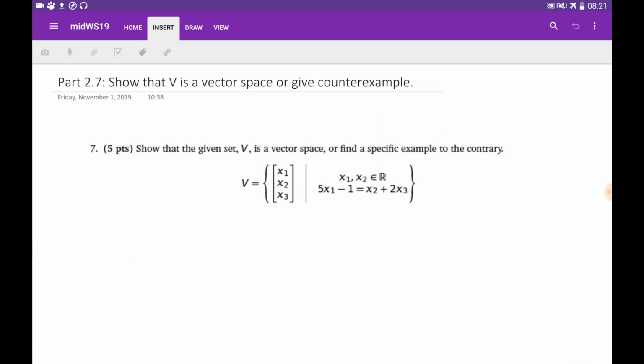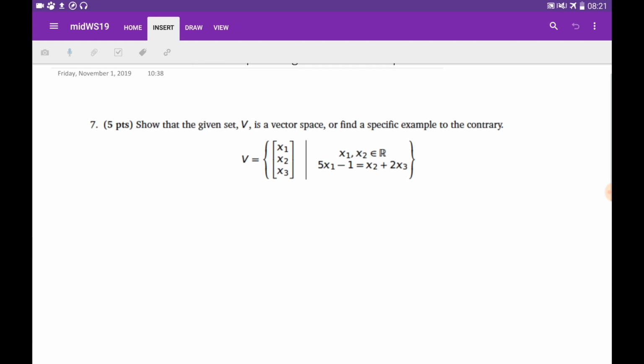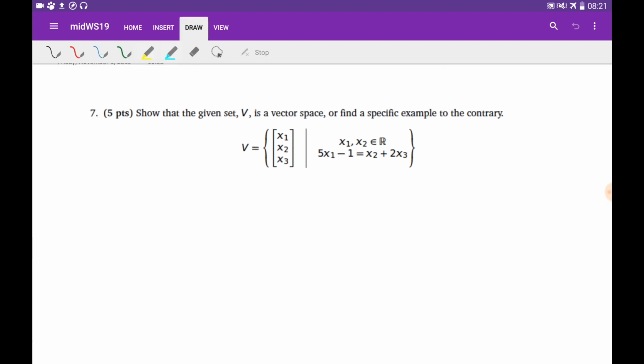Problem number 7: we need to show whether this is a vector space or give a specific example to the contrary. So basically, I see that this is the equation of a plane, right? So we can see this in this way. Let me write down the system: 5x1 minus x2 equals x2 plus x3, for all possible values of x2 and x3.